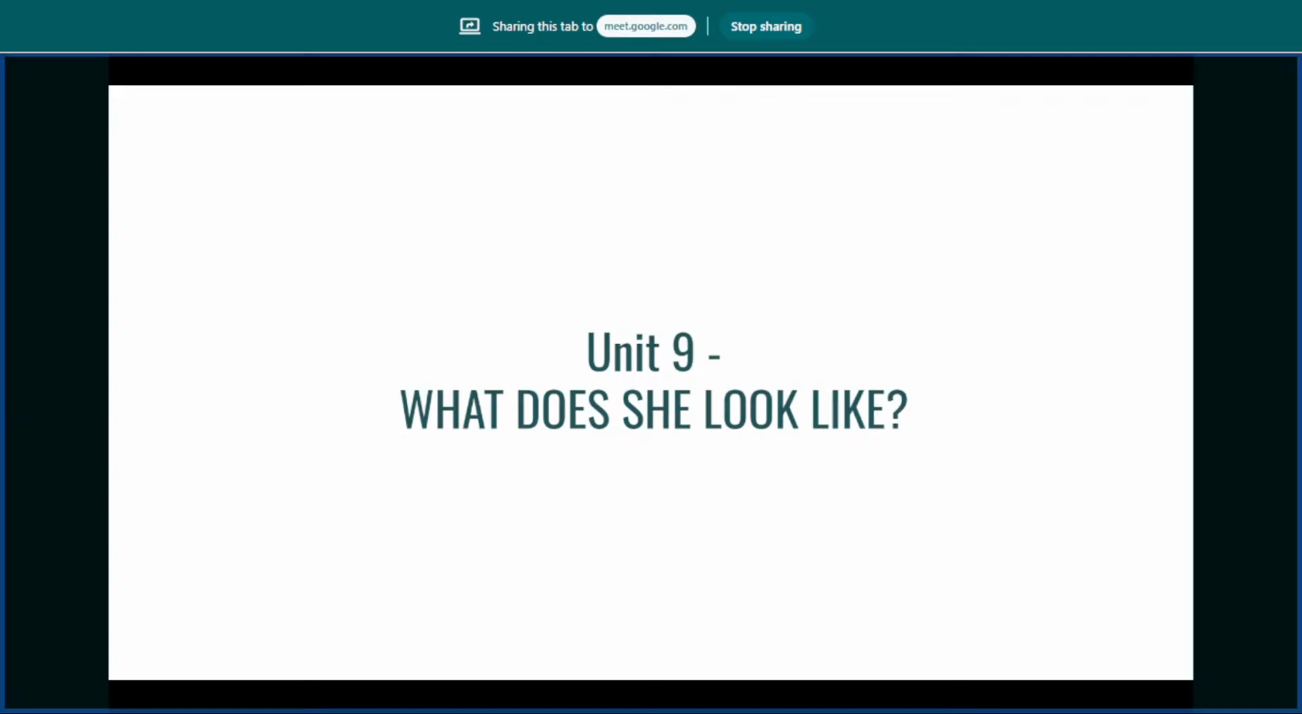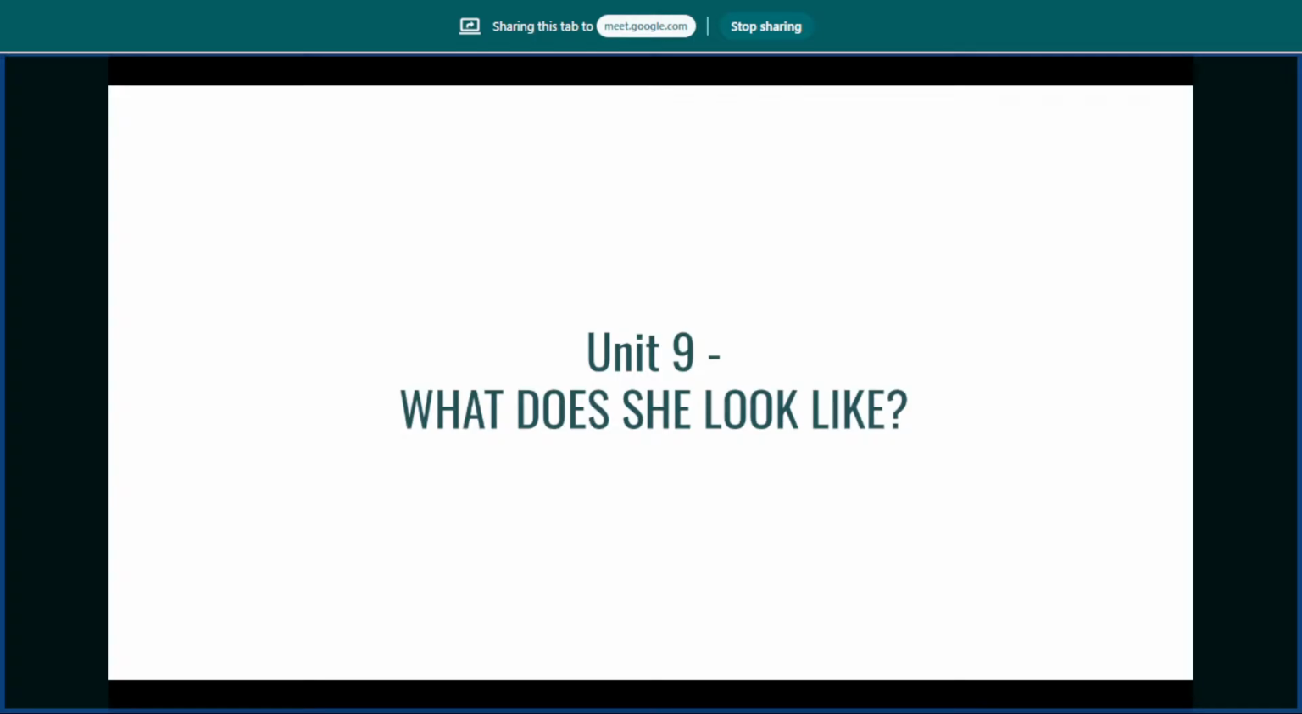Okay. So, as we have already finished unit number 8, we will be starting with unit number 9, or module number 9, we can say. Here we have the name of the unit or module: What does she look like? What does she look like? मतलब वो कैसे दिखती है?